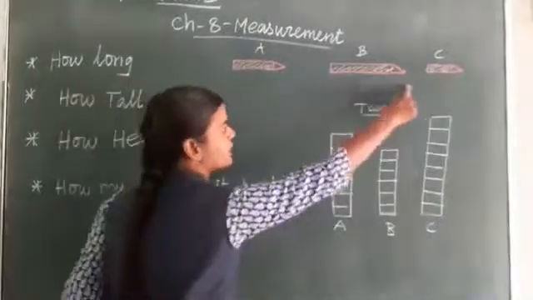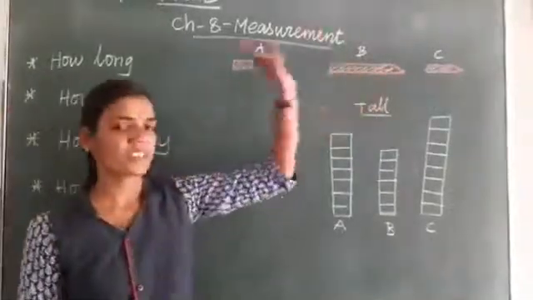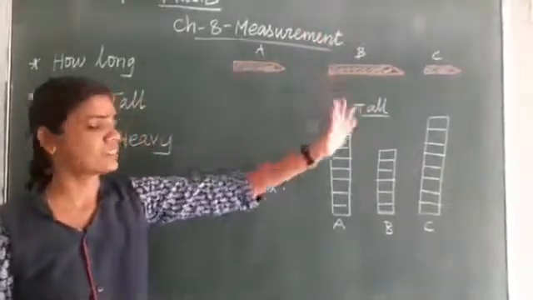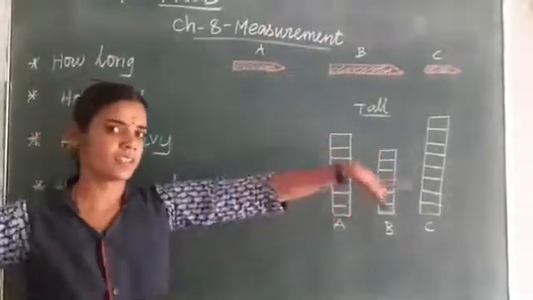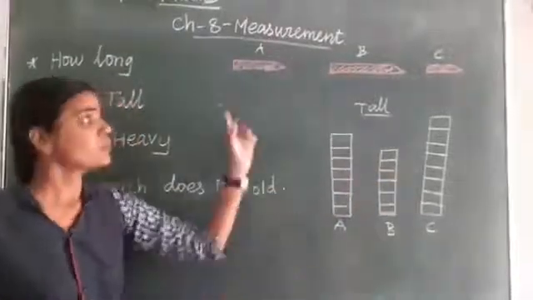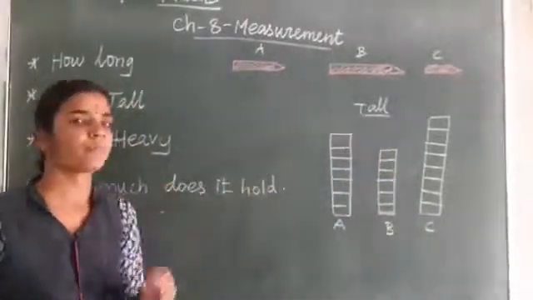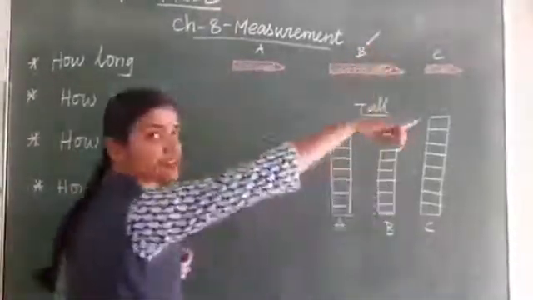See here, I am giving 3 crayons: A, B, C. Which is the longest crayon among these 3? This is length, long. For height, you have to measure like this. Okay. So the longest crayon, which one? Yes, B. This B crayon is the longest crayon.